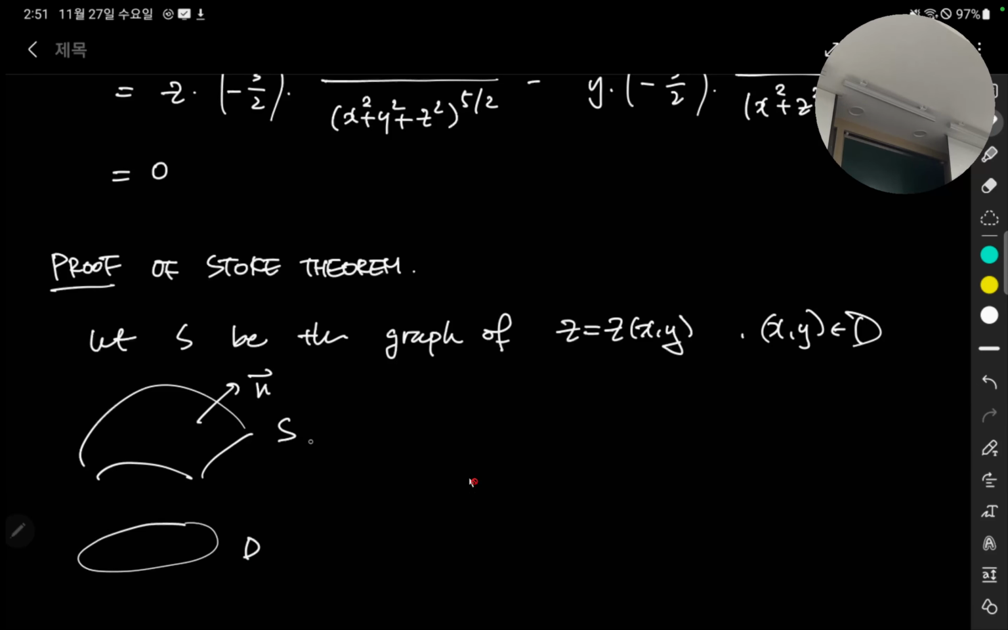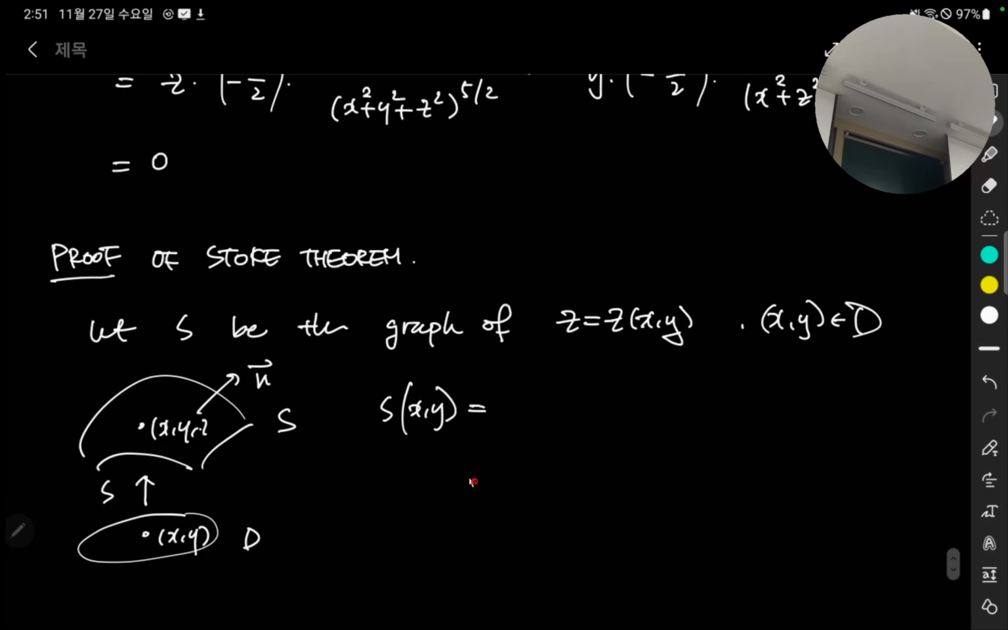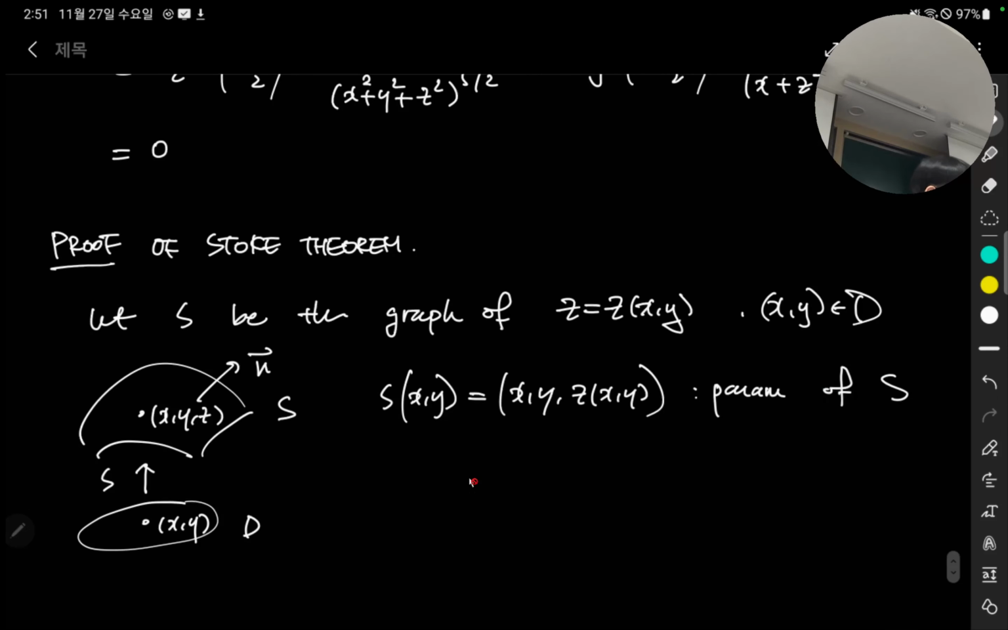So here is my S and D, and my parameterization is from the xy point to the xyz point on S. It sends the xy point here to the xyz point here, but the z coordinate depends on the evaluation of the z function here. So this is the parameterization of my surface S.